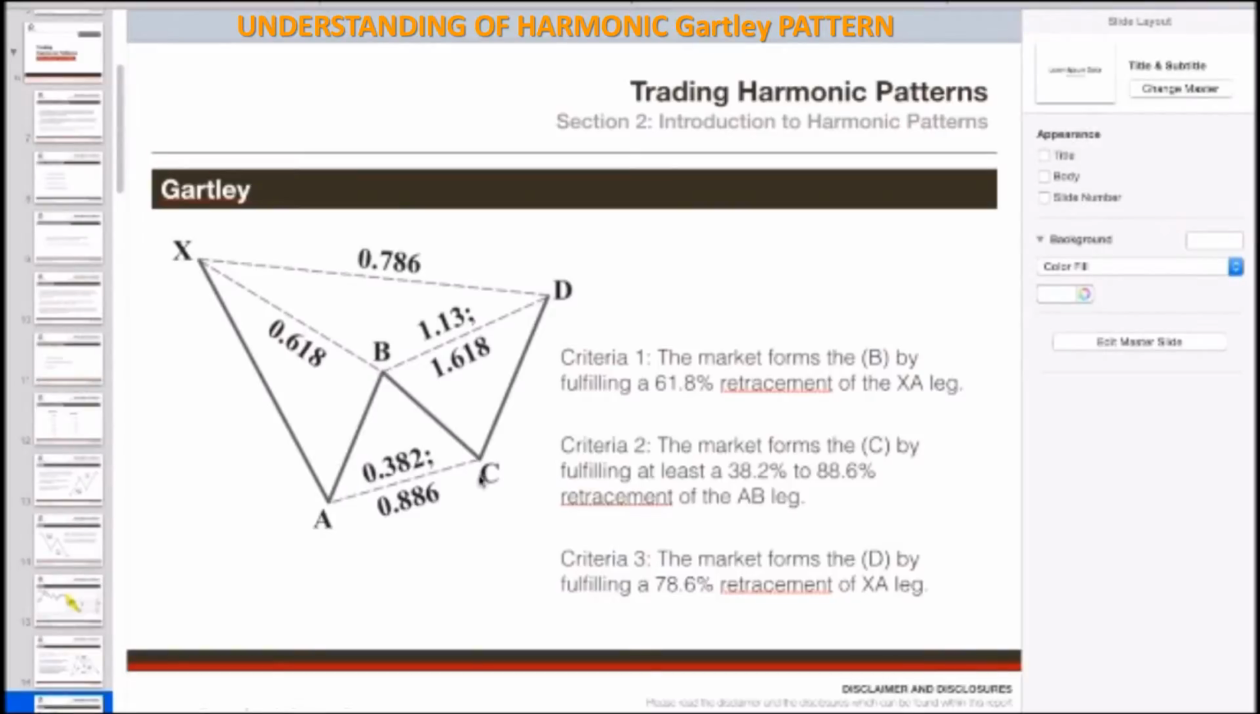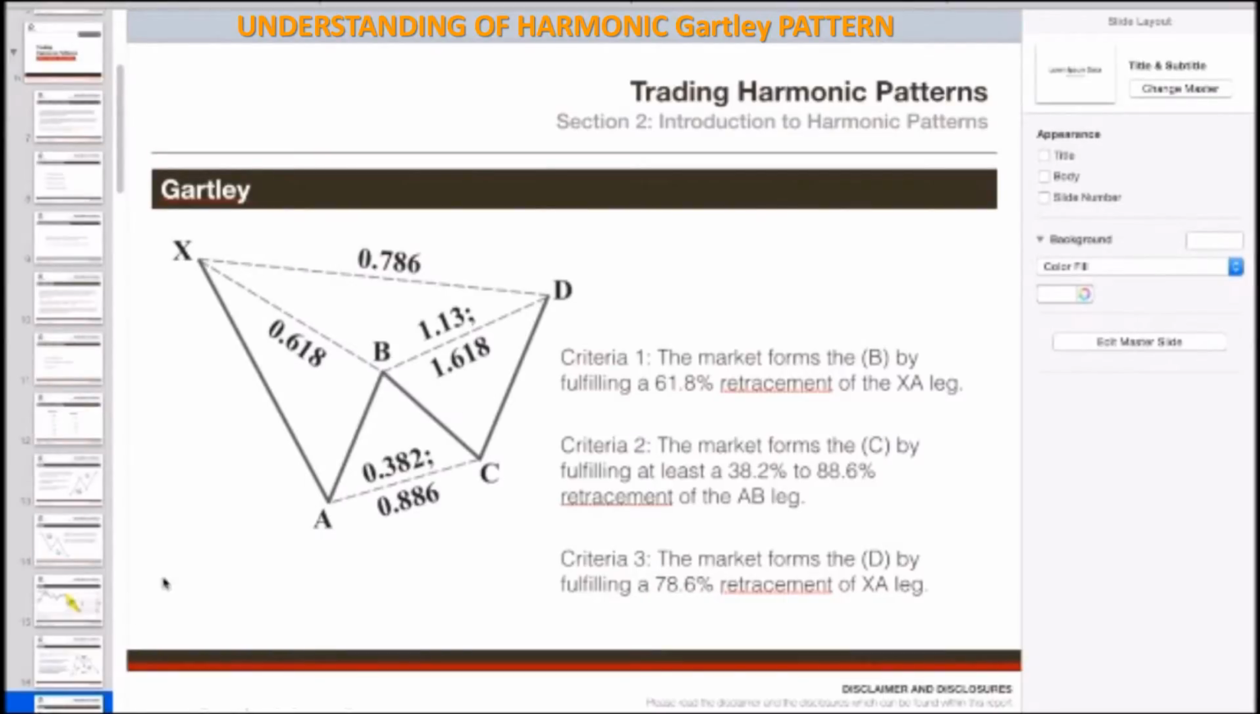Then if you look at the C point and you see this dotted line joining to A and B, it means that the C point has to retrace at least 0.382 to 0.886 of your AB, which you can see from criteria 2. Then if you look at the D point, you see this dotted line joining all the way to the X point and A leg. So this D point completes at a 0.786 retracement of your XA leg. You can see from this third criteria, your D point has to do a retracement of 78.6 or 0.786 of your XA leg.